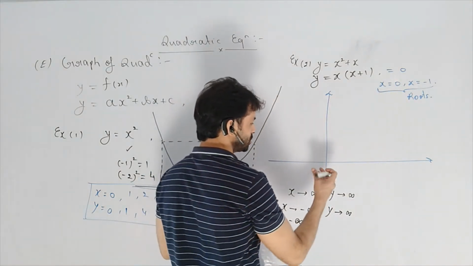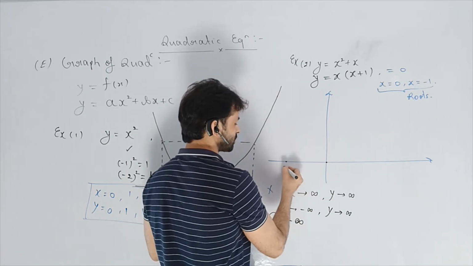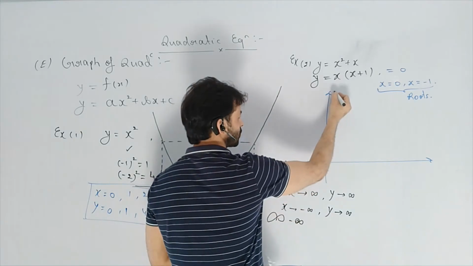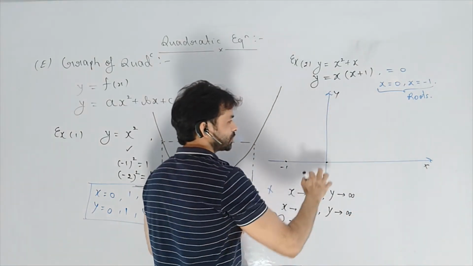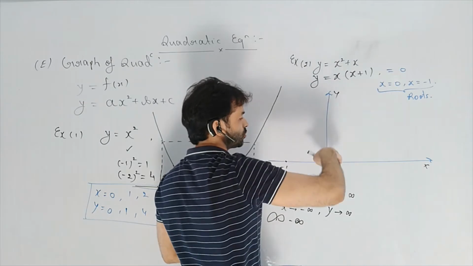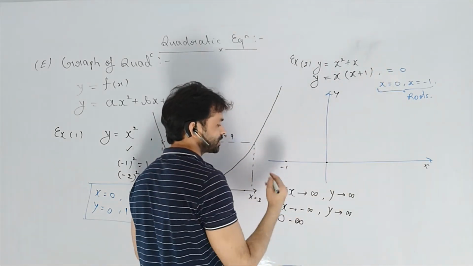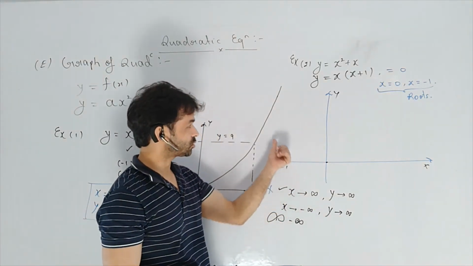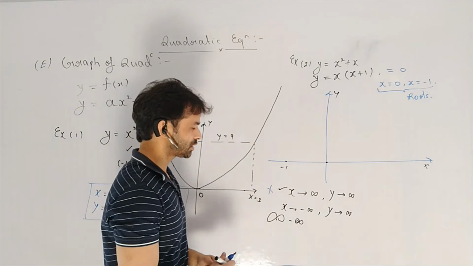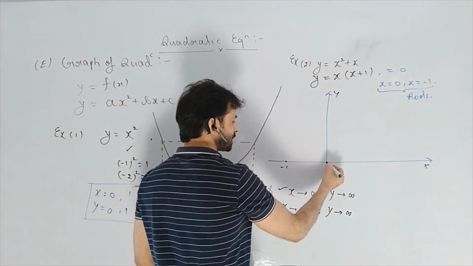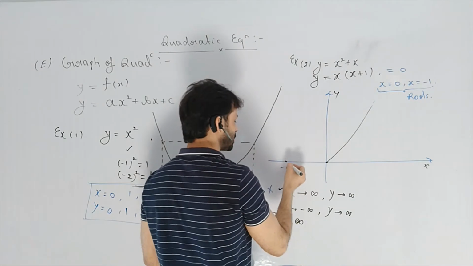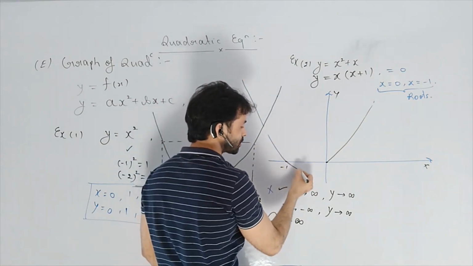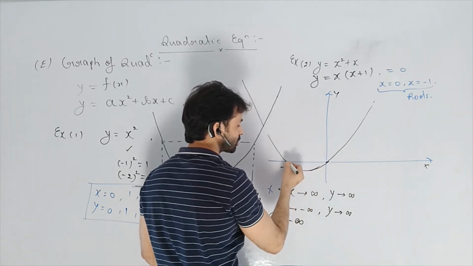So this is the point 0, and this is the point, let's say, minus 1. Here y is 0, here y is 0. Y-axis, x-axis. For x tends to infinity, y has to tend to infinity, and for the leftmost side, x tends to minus infinity, again y has to tend to infinity, the uppermost part. So the graph will be like this, and here the graph will be like this.